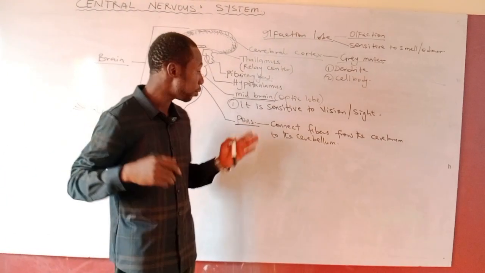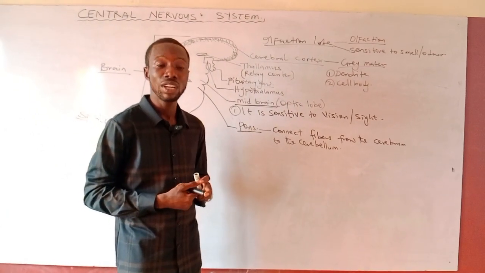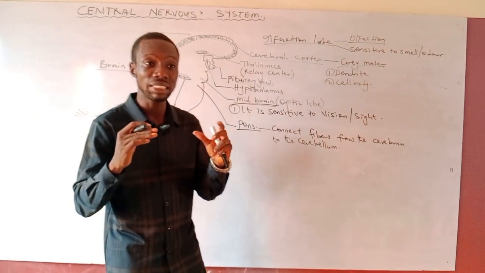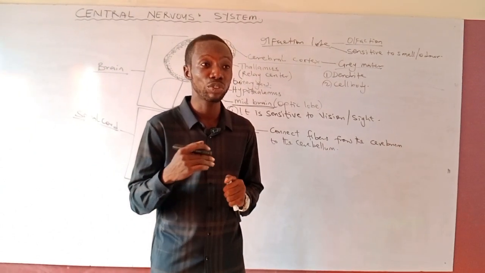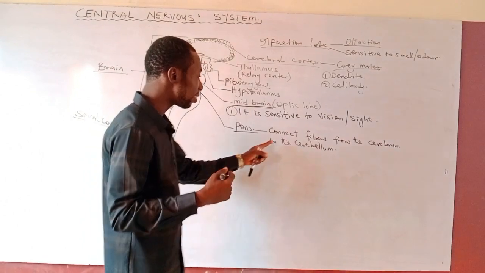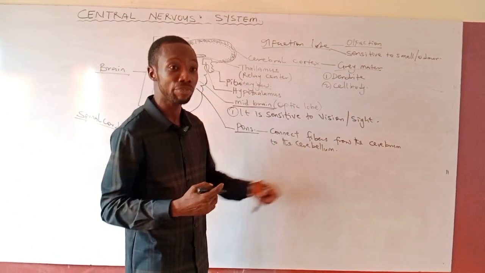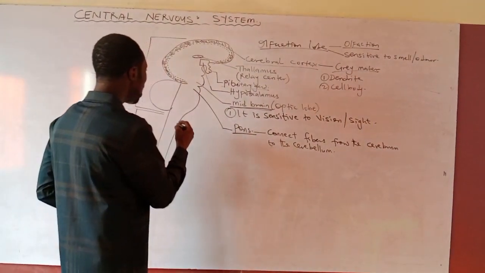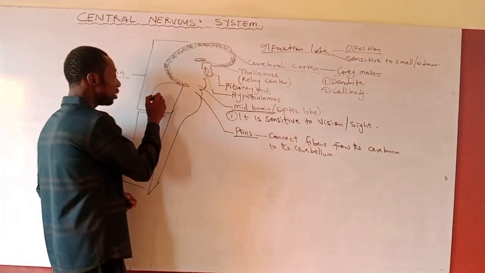At an advanced level, the pons here is known as one of the breathing centers. It controls involuntary breathing. But because of your level, this is what I think is enough for you. So the next we are going to look at now, this guy you are seeing.